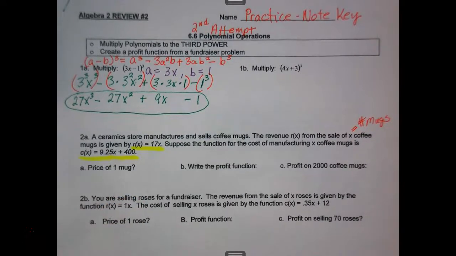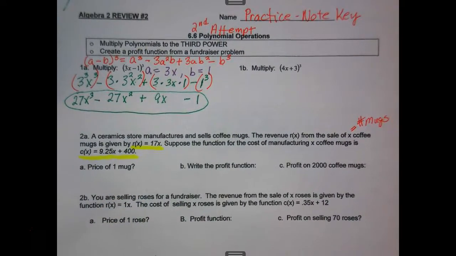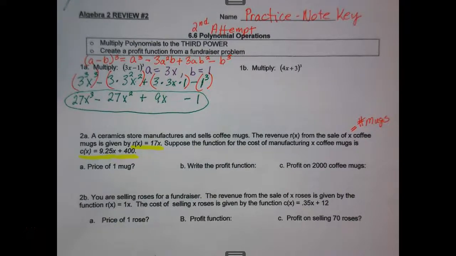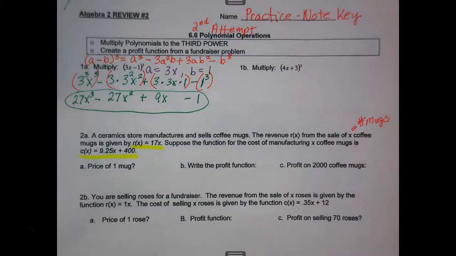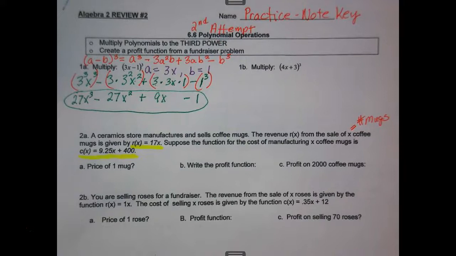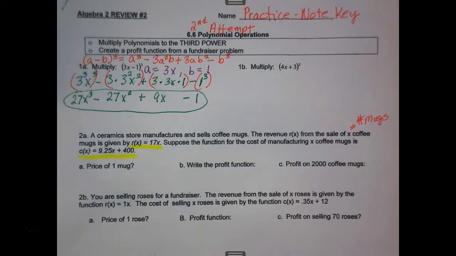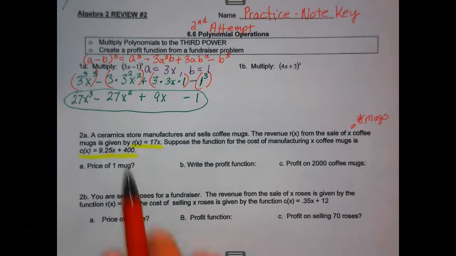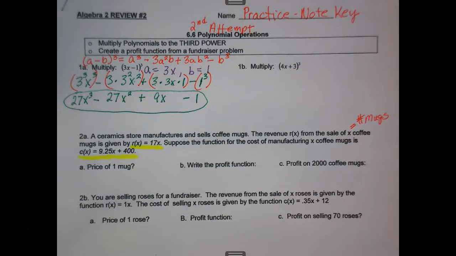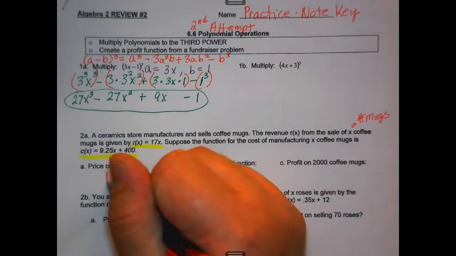Okay, so when we're looking at the price of a mug, are we looking at cost or revenues? Yeah, we're looking at the revenue function, okay? That's what we get the price of one mug from. What is the price? Look at our revenue function. What is the price of one mug? $17.